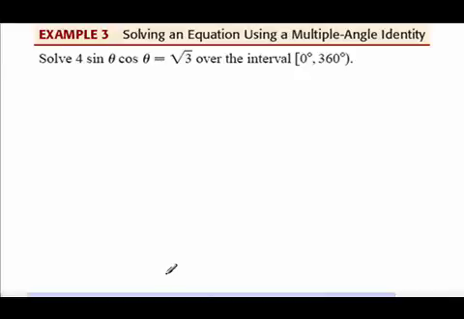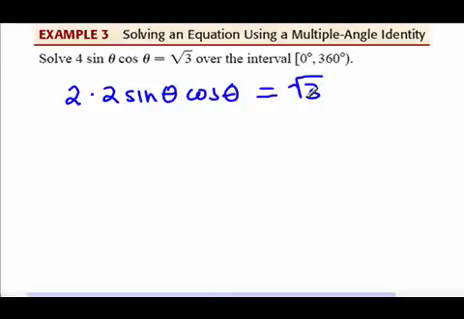Sine double angle. Sine of a double angle. Remember that the sine of 2 theta is 2 sine theta cosine theta, right? We've got a 4 sine theta cosine theta. So we can think of the left-hand side of this equation as being 2 times 2 sine theta cosine theta equals the square root of 3. Just looking at it a different way.